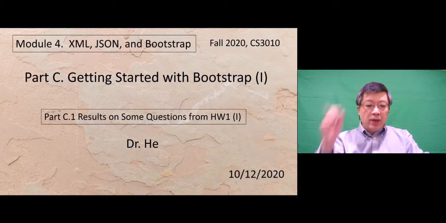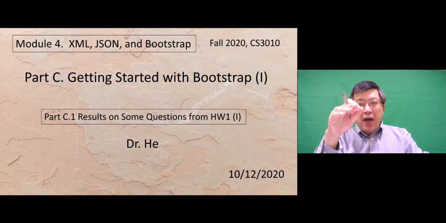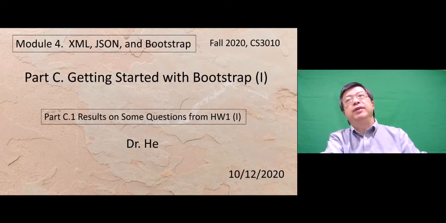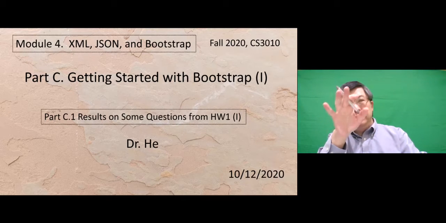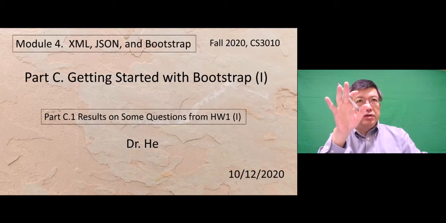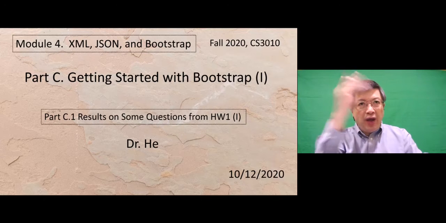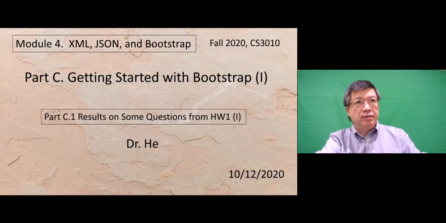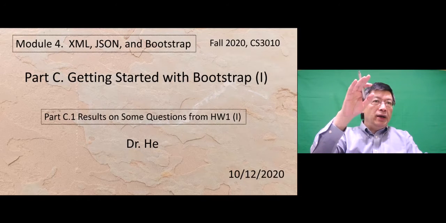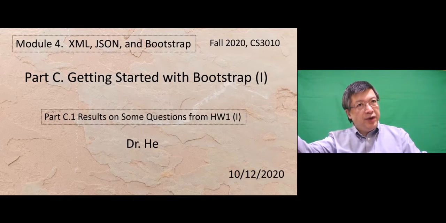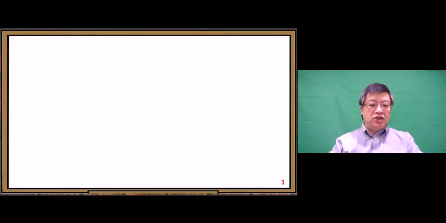Let's start. Part C.1 Results on some questions from Homework 1, Part 1. For the questions from Homework 1, I'd like to discuss several selected questions, those that you missed with relatively high rates. I did some statistics and divided them into 2 parts: part 1 and, in the next video, part 2. So let's start with part 1.